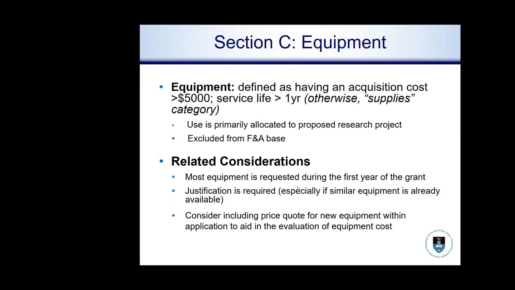Just a couple other related points. Most equipment would be requested in the first year. If you're requesting more equipment later in your project, just be sure to justify why this is so. As mentioned with personnel, justification is necessary for any equipment you need, and particularly if there is similar equipment at your institution already. If you are requesting any large equipment that is particularly expensive, so let's say anywhere over $5,000 or close to $10,000 plus, include a quote if you can, as this just helps reviewers and the NIH staff with checking the validity of your request.